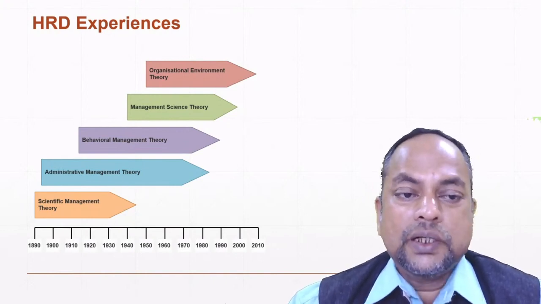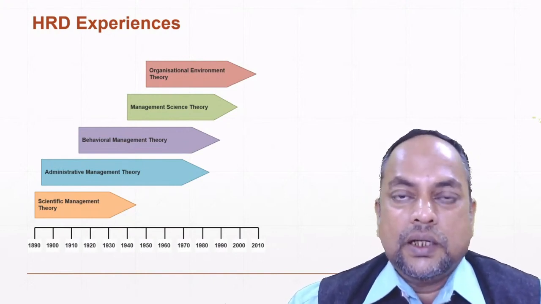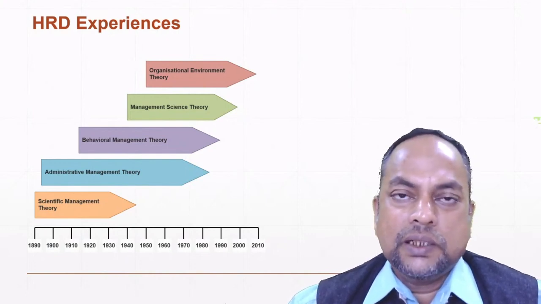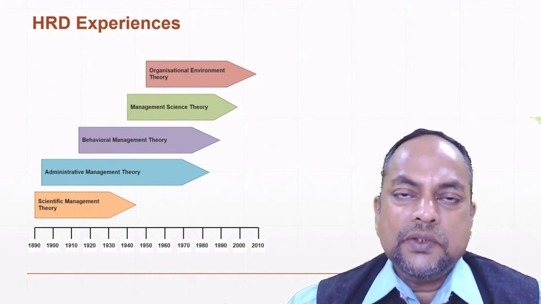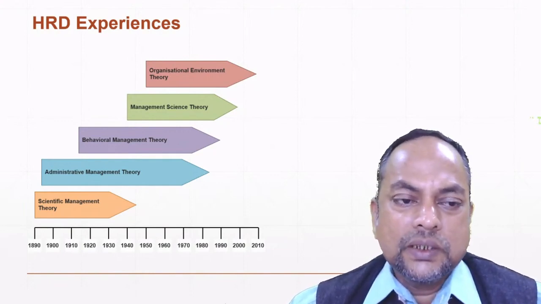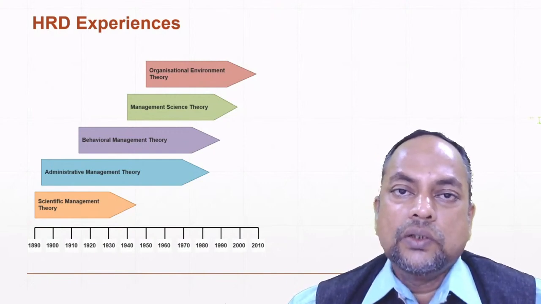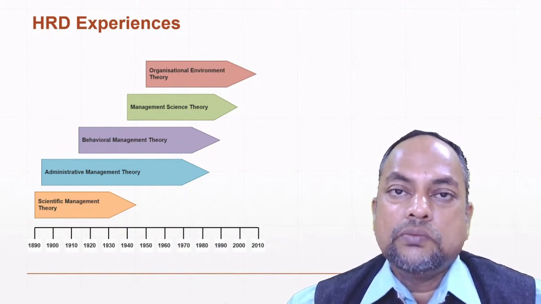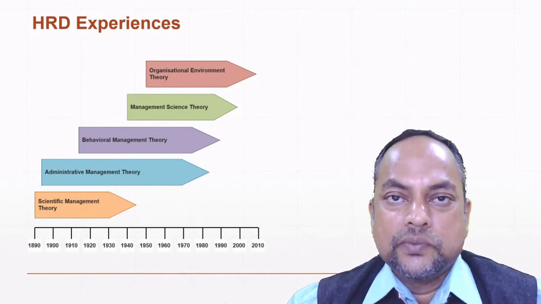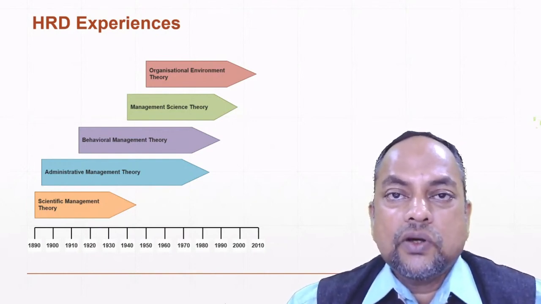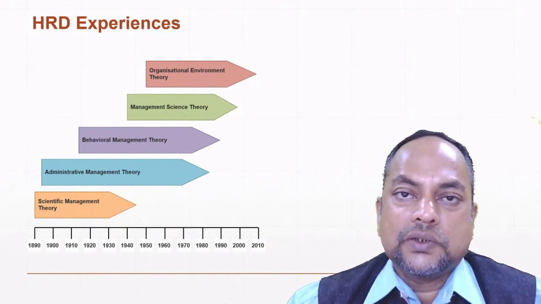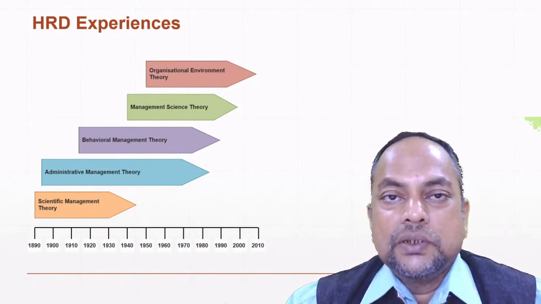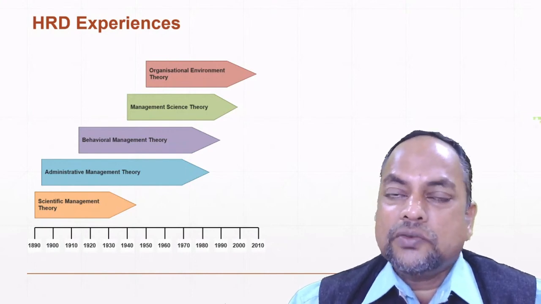Then came the bureaucratic era, the administrative management era. In that era, we have Max Weber's contribution, and we have Henri Fayol's 14 principles. If you analyze all of those theories in the administrative era, the focus was on enhancement of efficiency and effectiveness through the establishment of rules and regulations. The emphasis was given on the administration of human resources through establishing rules and regulations. So that was the thrust area of this administrative era. But the focus was the same, to enhance the productivity of the employees in the organization.